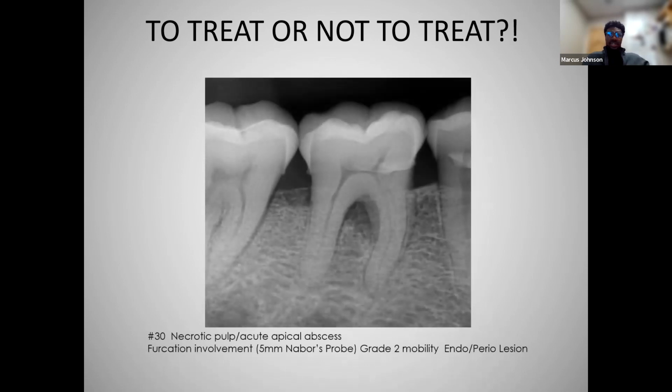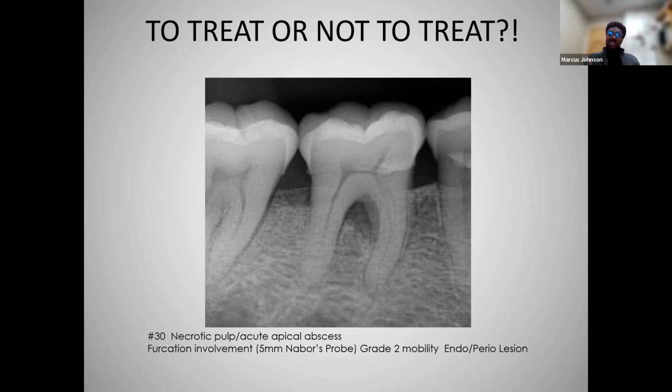So here's a case, perioendo lesion, necrotic pulp, acute apical abscess. You can even see that we had some furcation, even there was involvement with the neighbor's probe, slight mobility. So this was a case at first glance when I highlighted this for the residents in my program.